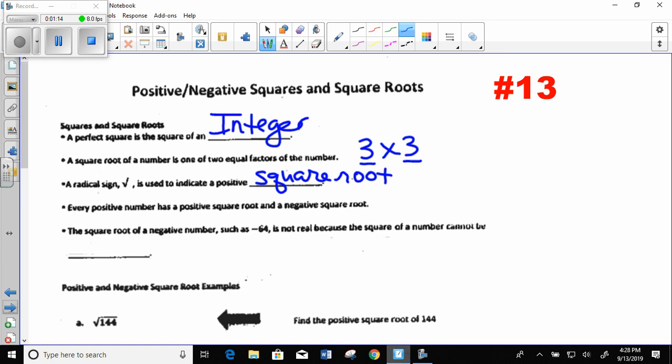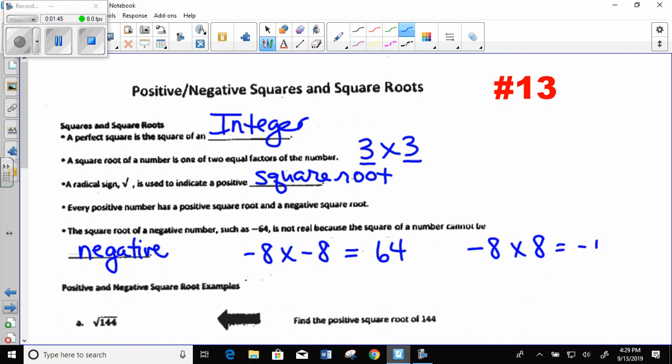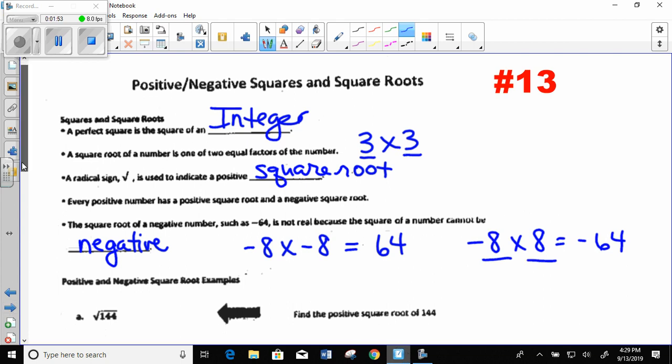The square root of a negative number, such as negative 64, is not real because the square of a number cannot be negative. Think about that. If you know your rules of integers, negative 8 times a negative 8 gives you a positive 64. So what if you did negative 8 times an 8? That would give you a negative 64. When you do square roots, your factors have to be exactly the same. So that would not work.